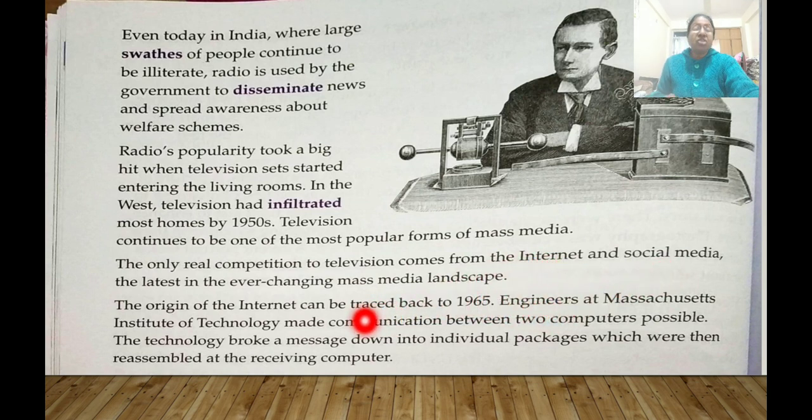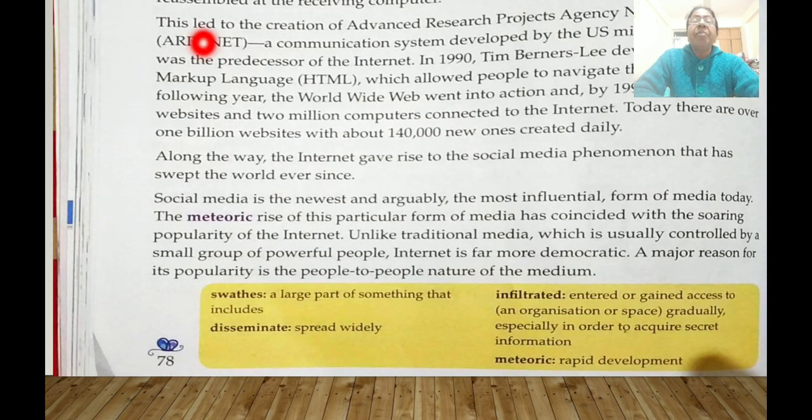Where was the origin of the internet? The origin of the internet can be traced back to 1965, when engineers at the Massachusetts Institute of Technology made communication between computers possible. So we'll come to the next page: ARPANET. What is the full form?